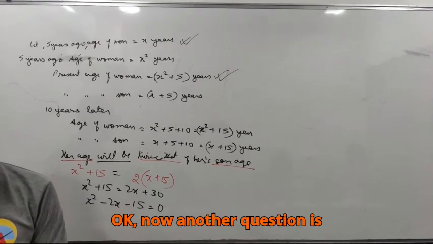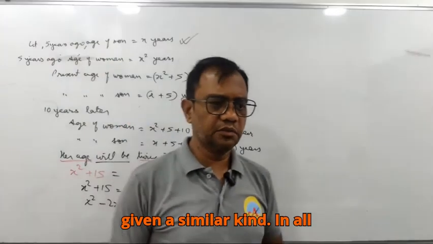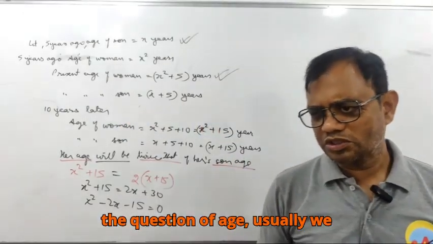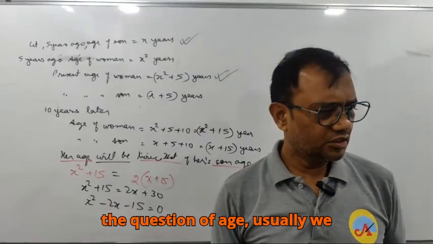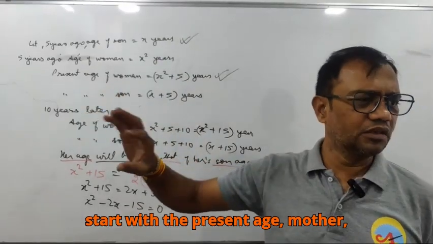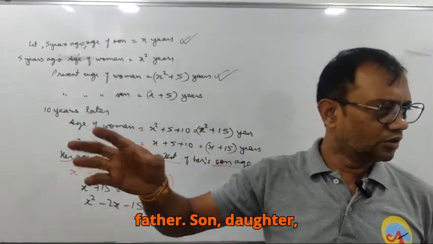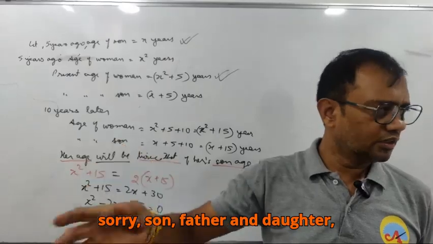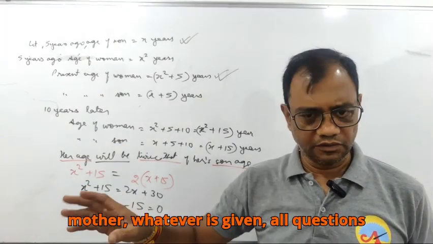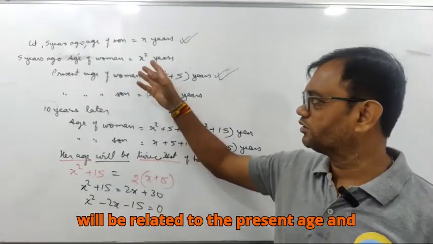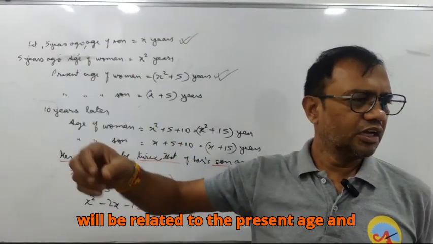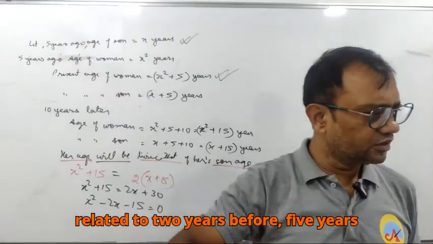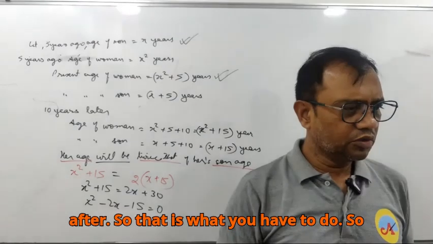Okay. Now another question is given, it's a similar kind. In all the questions of age, usually we start with the present age: mother, father, son, daughter, son, father and daughter, mother, whatever is given. All questions will be related to the present age and related to 2 years before, 5 years after. So that is what you have to do.